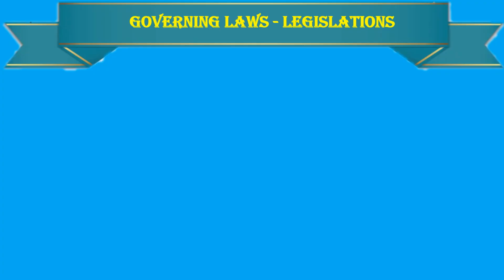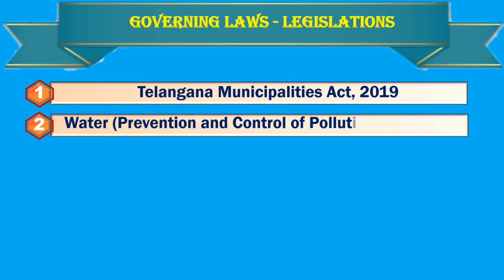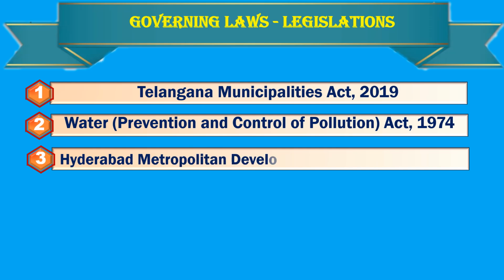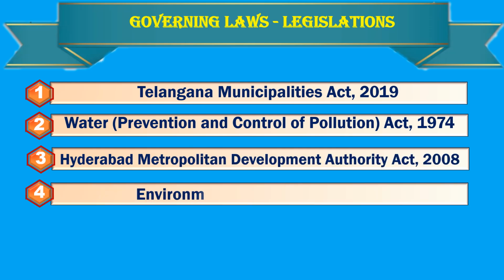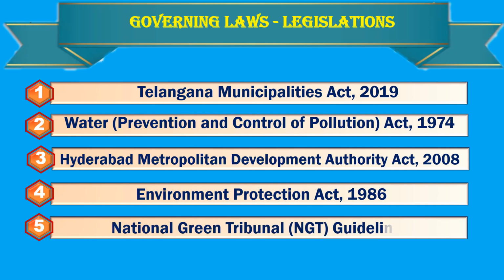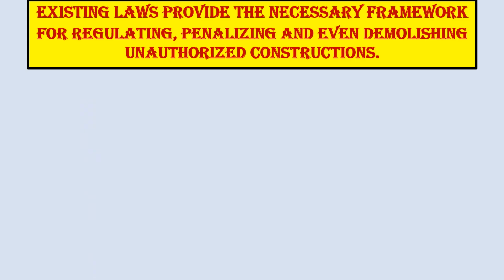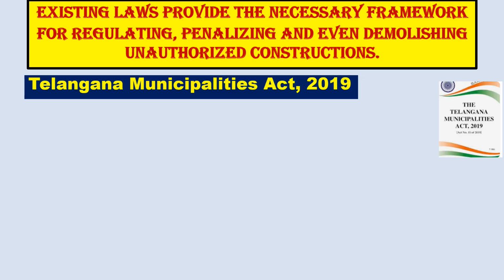Following are the existing legislations which control constructions within buffer zones: Telangana Municipalities Act, 2019, Water Prevention and Control of Pollution Act, 1974, Hyderabad Metropolitan Development Authority Act, 2008, Environment Protection Act, 1986, National Green Tribunal Guidelines, the GHMC Act, 1955. Existing laws provide the necessary framework for regulating, penalizing and even demolishing unauthorized constructions.